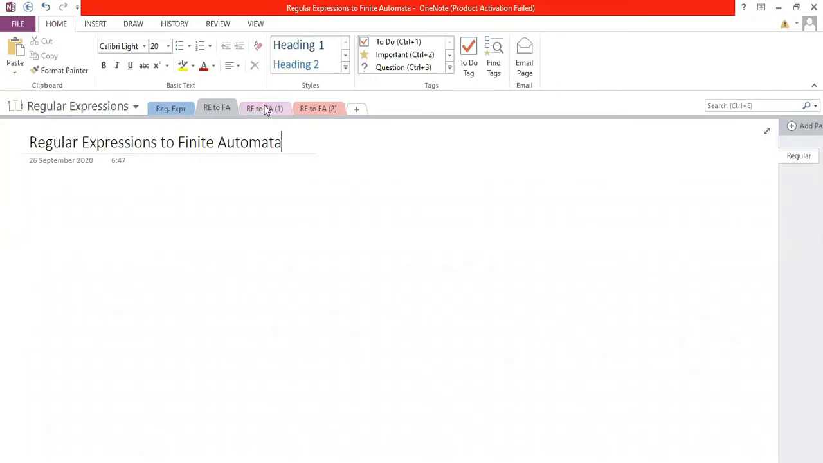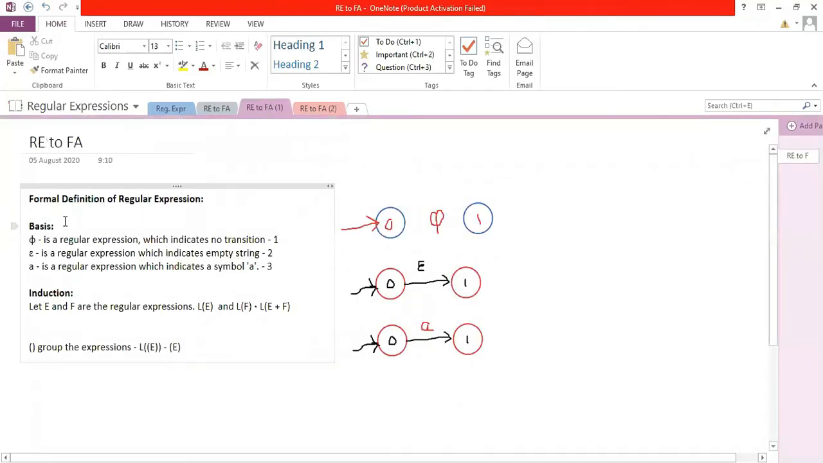So let's have a definition of the conversion steps. Then we go for an example in the next session.